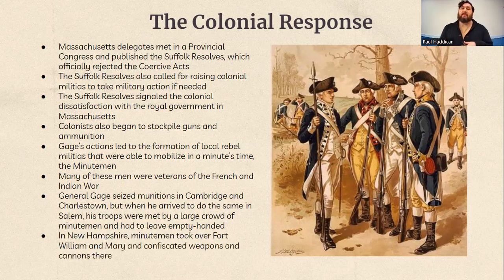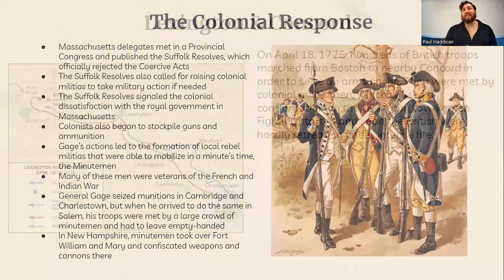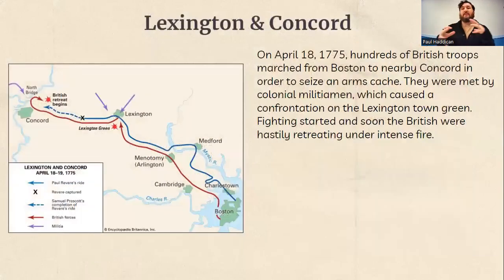In New Hampshire, the Minutemen there are going to take over Fort William and Mary and confiscate weapons and cannons there from the British. So immediately we have this back and forth, small scale, between the British and the colonies.